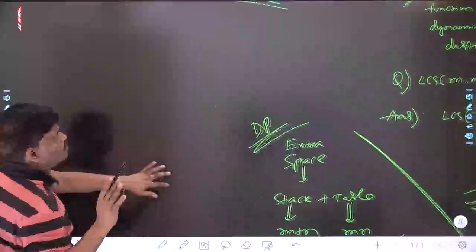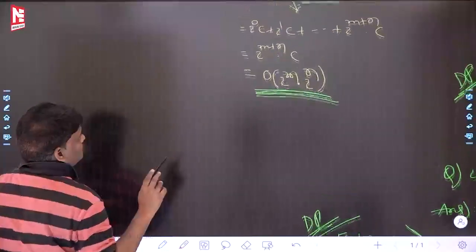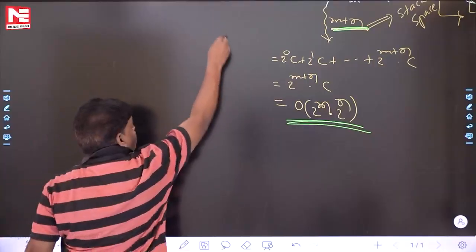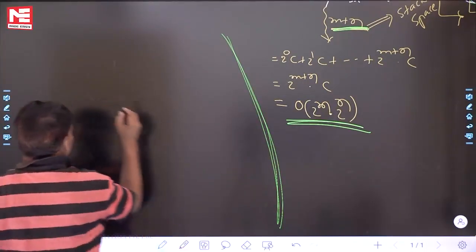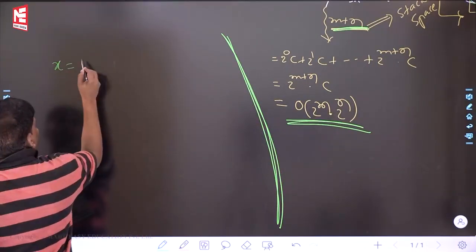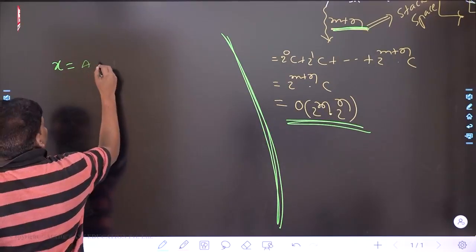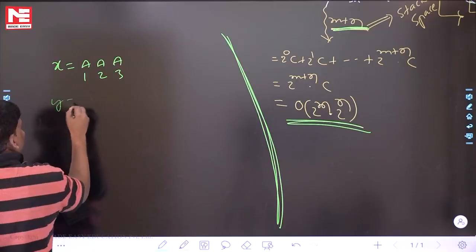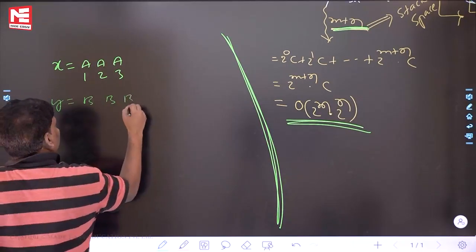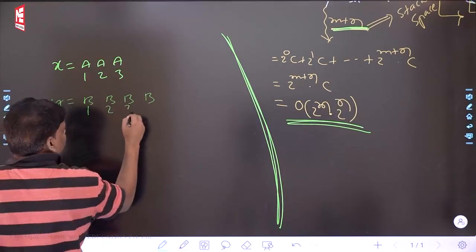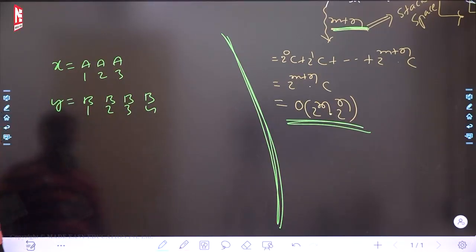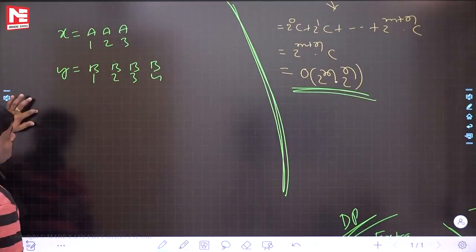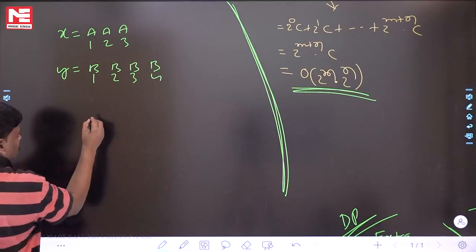Now one small line here. This also you listen. With this it is over. It is only for namesake. Please listen. Suppose x is equal to triple A, 1 2 3. Next, y is equal to 4 B's, 1 2 3 4. X contains how many symbols? 3. Y contains how many? 4. Now see the answer.